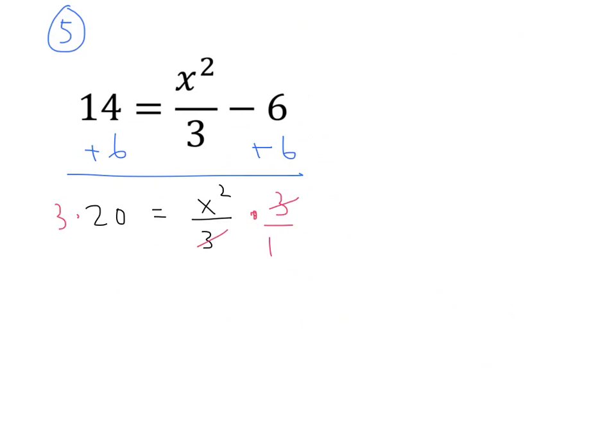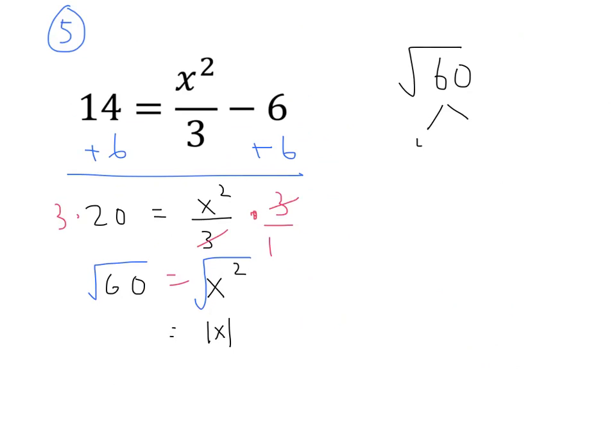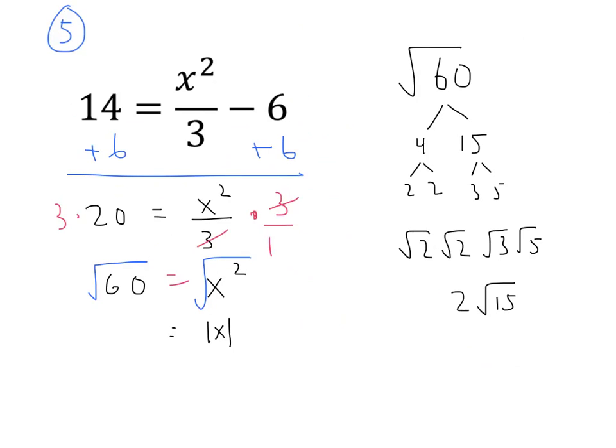These 3's will divide out, leaving me with an x squared on the right, and on the left I have 60. Right, once I have my x squared by itself, then I can square root both sides. Square root of x squared is the absolute value of x, and then on the left I need to simplify the square root of 60. That factors as 4 times 15, 4 is 2 times 2, 15 is 3 times 5. So the square root of 60 is radical 2 times radical 2 times radical 3 times radical 5, which is the same thing as 2 times the square root of 15.